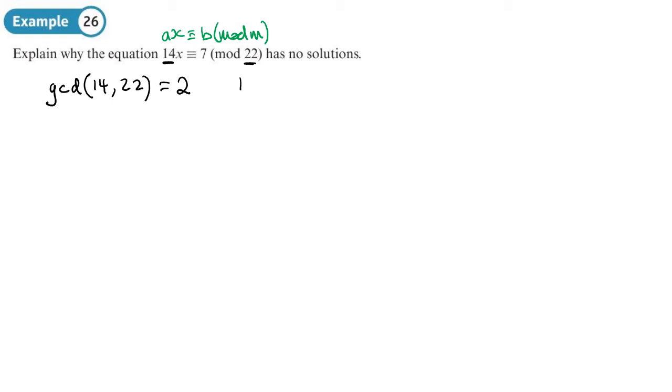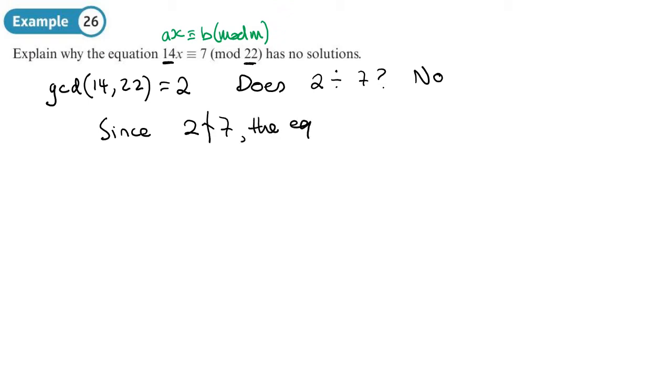So does 2 divide 7? And the answer is no. So we'd write since 2 does not divide 7, the equation has no solutions. No solutions. And that will always be the case if the greatest common divisor of a and m is equal to 2 and that doesn't divide b, there won't be any solutions to the equation.